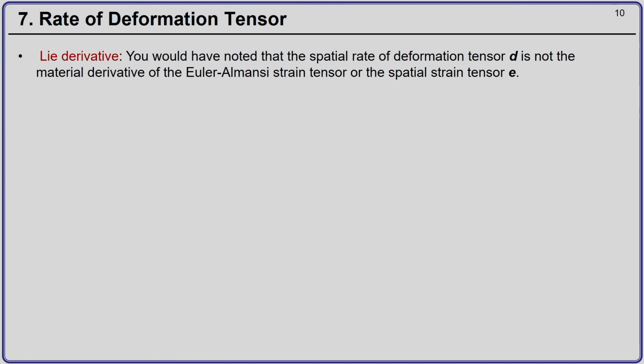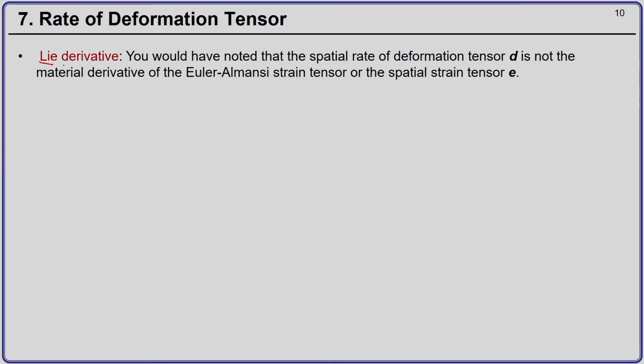Now, we can also briefly discuss an important concept of the Lie derivative. Okay. This is called the Lie derivative. So, you would have noted that the spatial rate of deformation tensor D is not the material time derivative of the Euler-Almansi strain tensor E. Okay. So, you would have noted that D is not equal to d by dt of E.